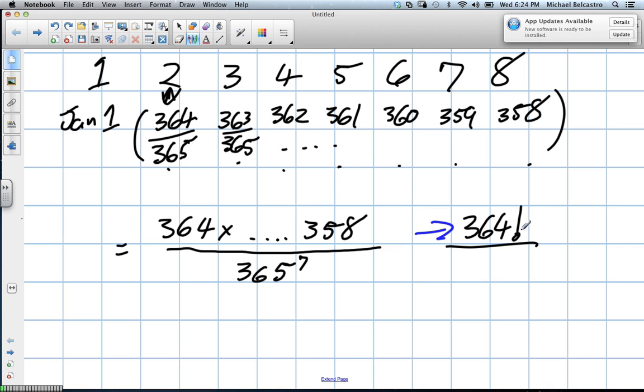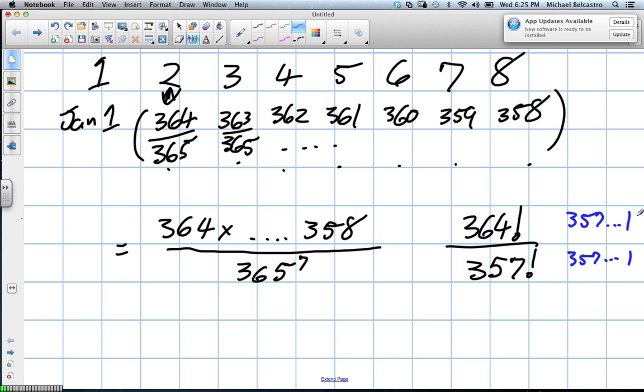364 factorial, which is essentially 364 all the way down to 1. Okay? But we want anything below 358 to be eliminated, right? We want all of those factors. So we really only want to multiply down to 358. Well, a way we could do that is to divide by factorial 357. Because what that will do is make anything from 357 down to 1 divided by 357 down to 1. They'll all essentially cancel each other out. And then we'll be left with just these terms here.